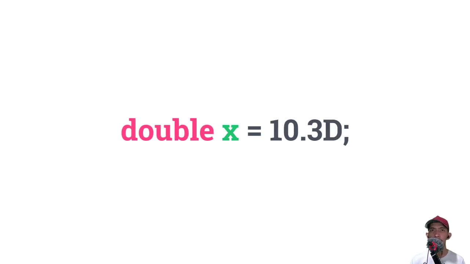Additionally, kay float, kaya niya mag-store ng 4 bytes or kaya niya mag-hold ng up to 6 to 7 decimal digits. While si double naman, kaya niya mag-hold ng up to 16 decimal places.